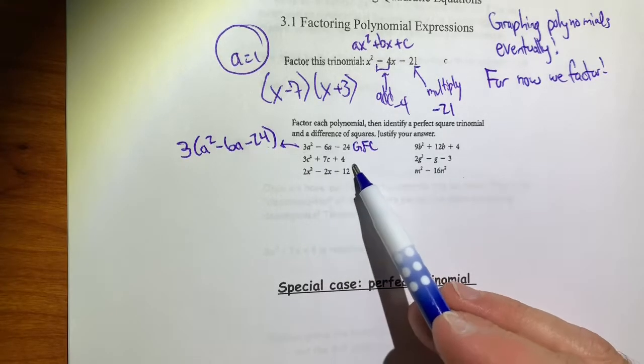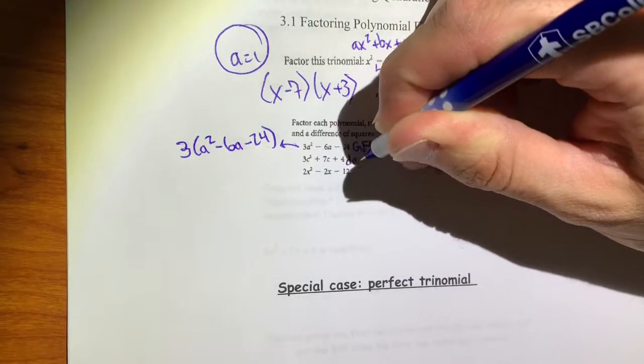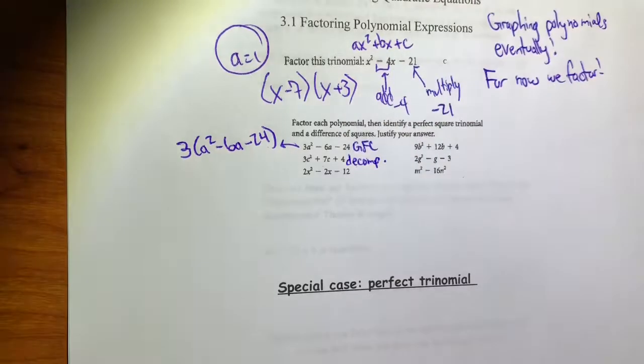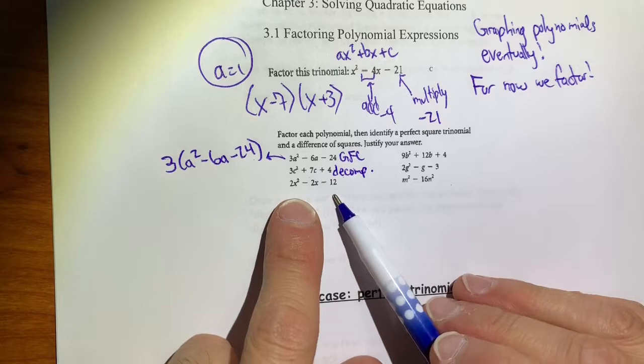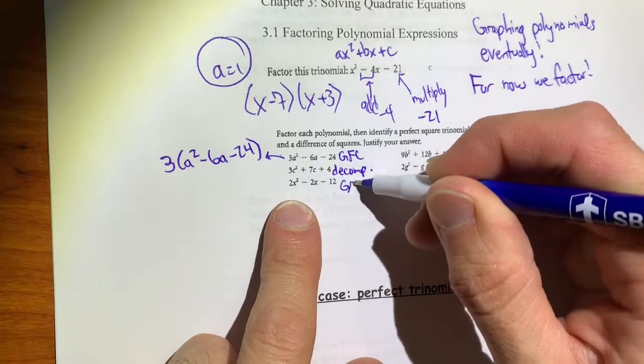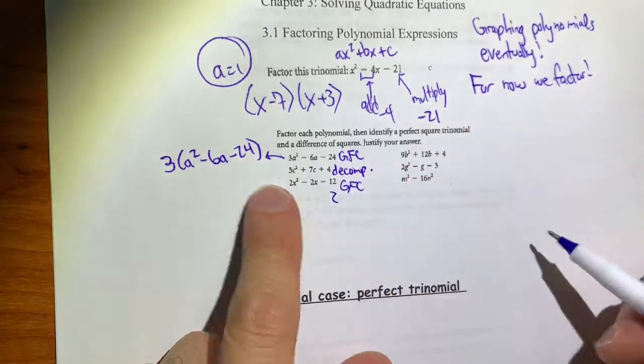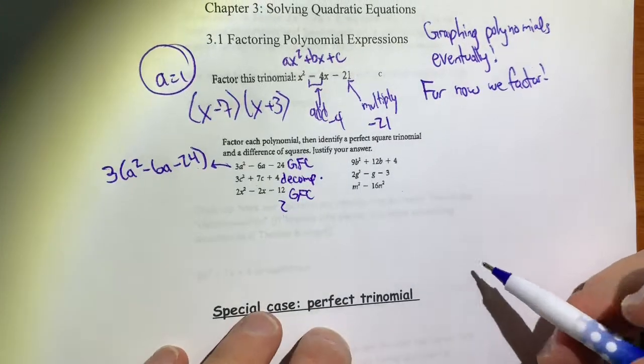And this next one here, this is a decomposition, so we'll actually review that on the next page. That's a longer process, but you'll get very good at it this year. This one, it looks like there's a greatest common factor. It looks like we can pull out a 2 and then we'd be at a similar stage there.